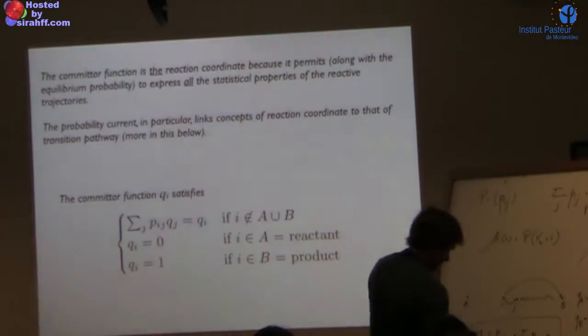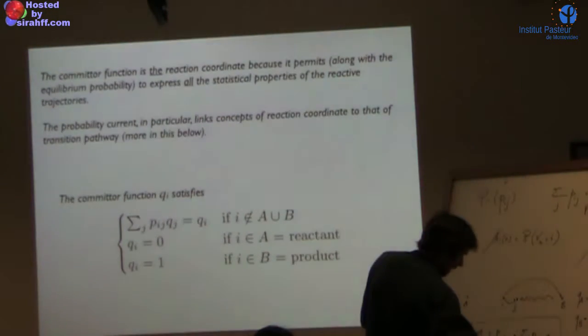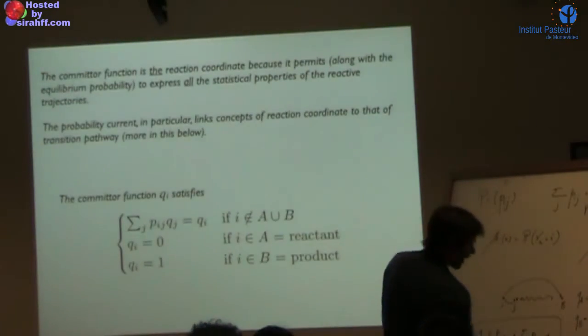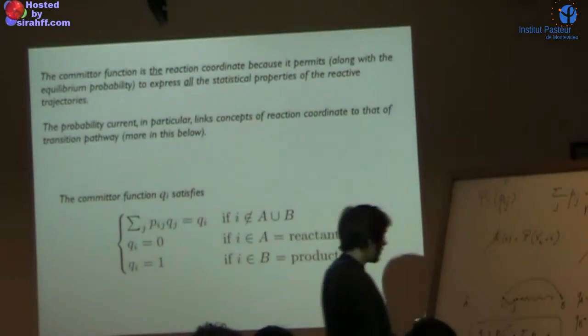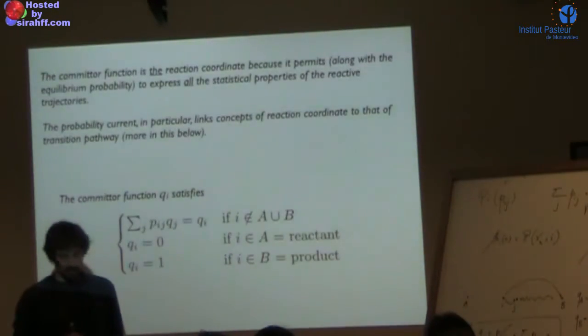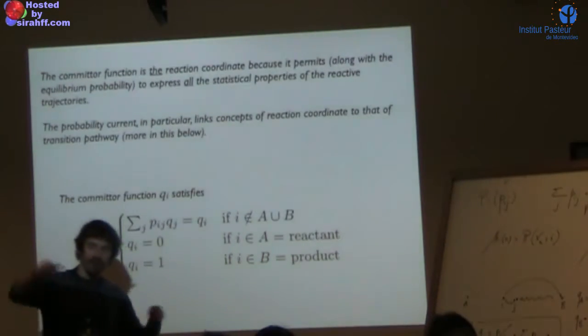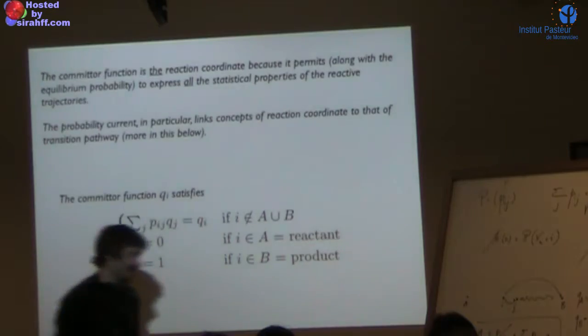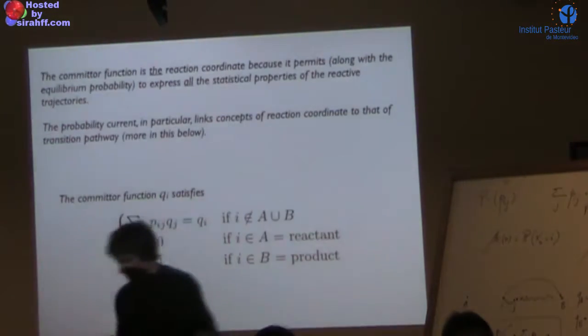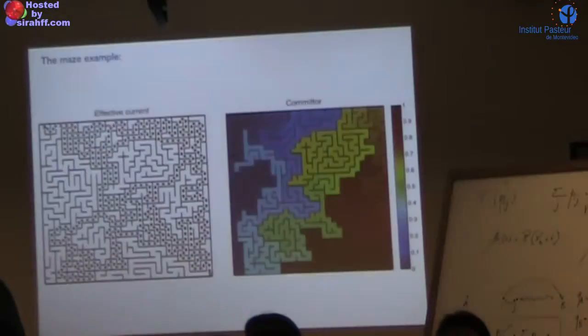So if you put all J, Pij, Qj, then I need to subtract Pib, Qb. The Qb is 1, so this guy can solve this one, and you have the equation. Okay? It was too low for people in the back, but I can do that.